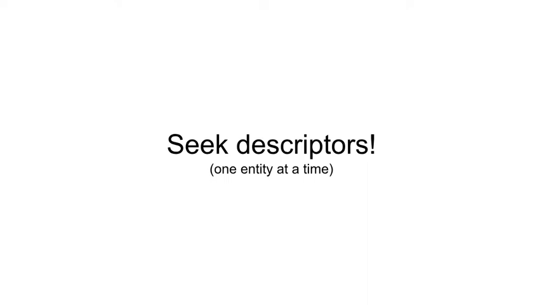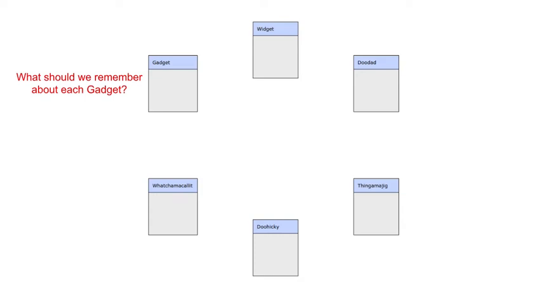Recall that we seek descriptors one entity at a time. We ask questions like, what should we remember about each gadget? That gives the users the ability to speak up about relationships naturally. We ask that question, what should we remember about each gadget? The users tell us that each gadget is attached to a doohickey. That's great to know. We've just discovered a relationship. Most of the important relationships will be discovered this way.